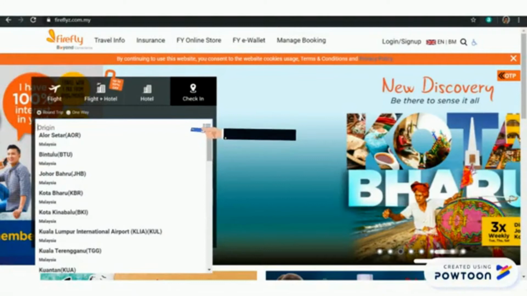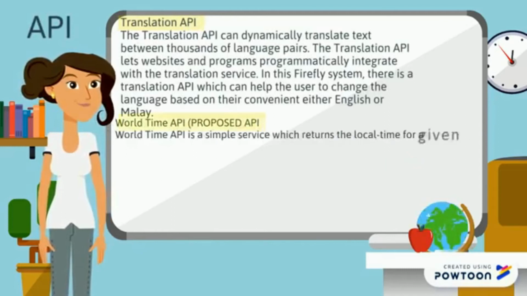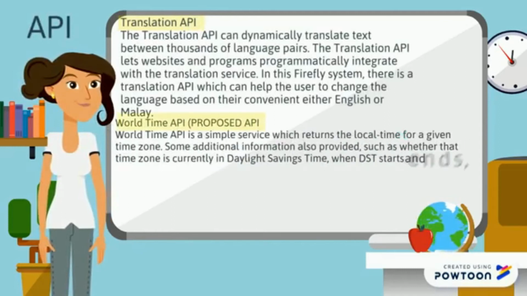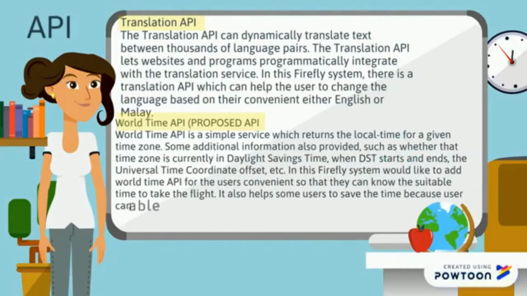When the user enters the origin, the system displays some suggestions, which indicates minimal surprise. There is also a translation API already in the system, which can dynamically translate text between thousands of languages. The API that is going to be proposed is the World Time API, which returns the local time for a given time zone and also provides some additional information such as weather.